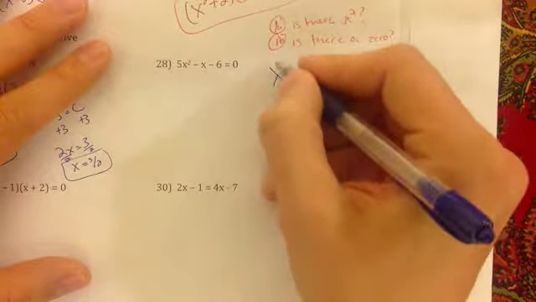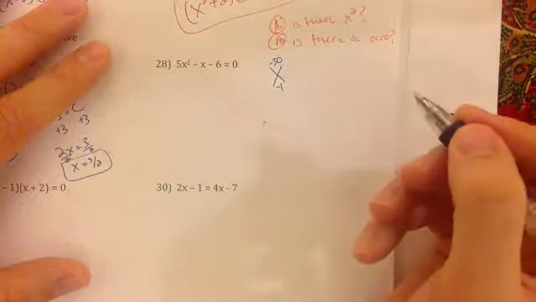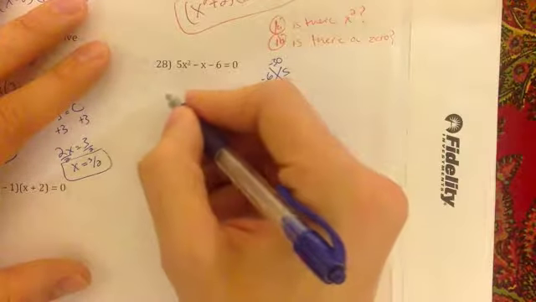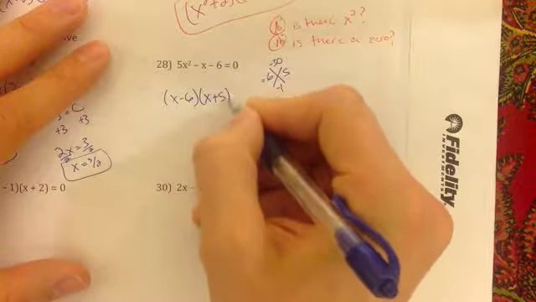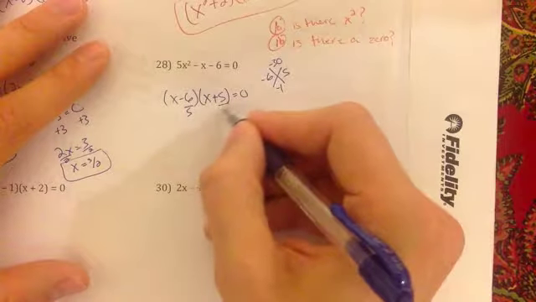Yes, I can. I've got 5 times negative 6 on the top. I have negative 1 on the bottom. That's going to give me negative 6, positive 5. So I'll get x minus 6, x plus 5. Don't forget that equals 0. It's not finished just yet. I need to divide by my a value, which is 5.